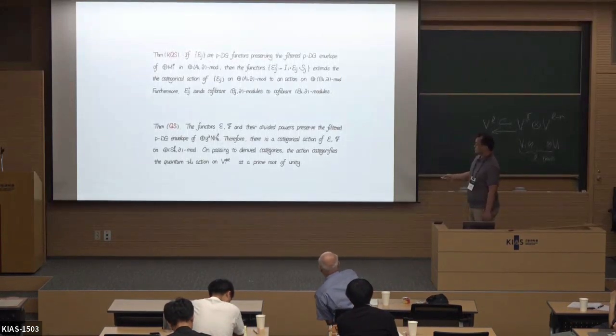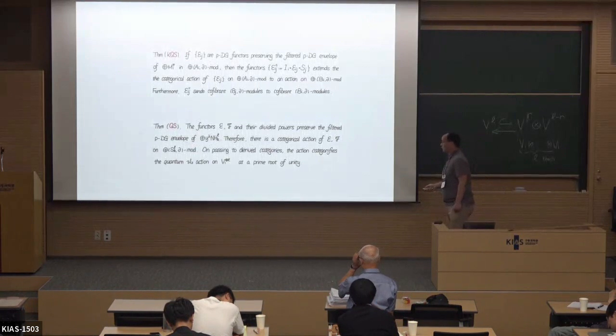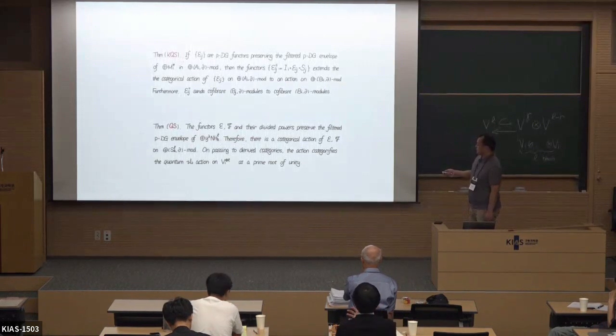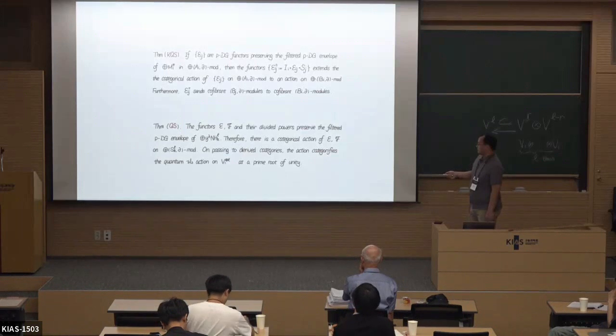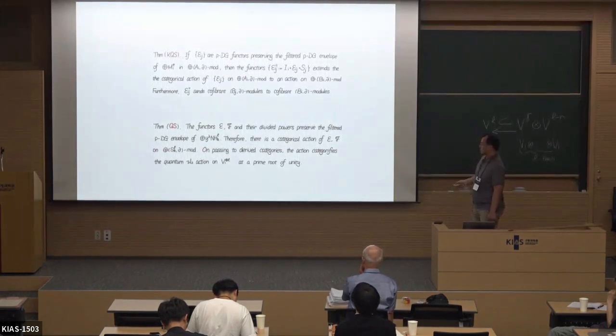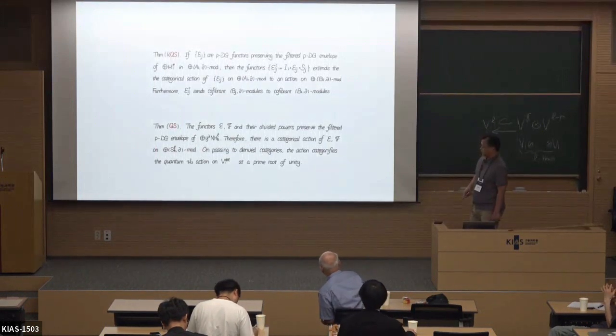I don't want to go into the details, but there are various versions of quantum group at roots of unity. Here we really need Lusztig's big quantum group. This is actually where tilting modules are defined, the half algebras where tilting modules are defined. So the functors E and F and their corresponding divided powers will preserve the filtered envelope and extend the categorical action from the A module side to the B module side, from the Nil-Hecke side to the Schur algebra side. When you pass to derived categories, this action categorifies the quantum sl2 action at a prime root of unity.